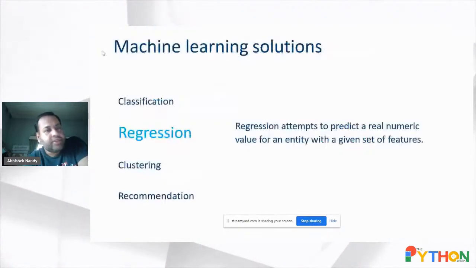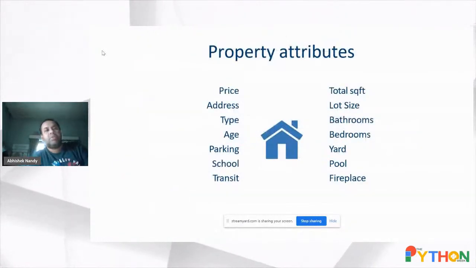Now, regression. As we have heard the word regression, it attempts to predict a real numeric value for an entity with a given set of features. Let's focus on one of the examples. We have property attributes that are associated with a place. These are price, address, type, age, parking, school, transit. Some of the things associated with price would be the total square feet area, address is like the size, and then we can say how many bathrooms, bedrooms, yard, pool, or fireplace there are. So these are the things that come into consideration when I'm trying to buy a property.